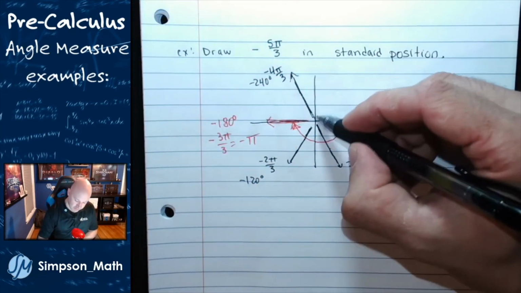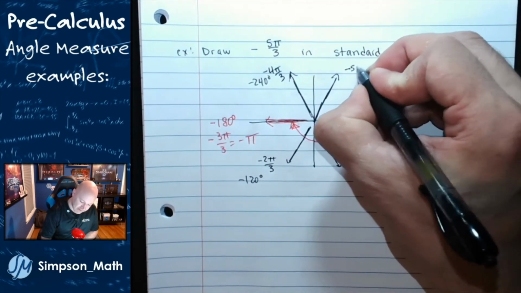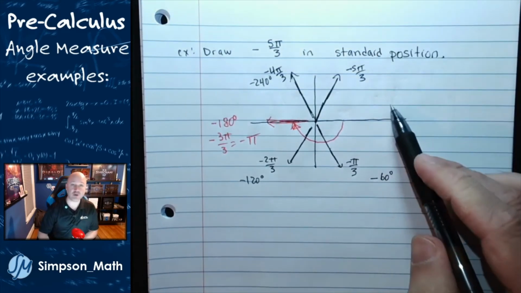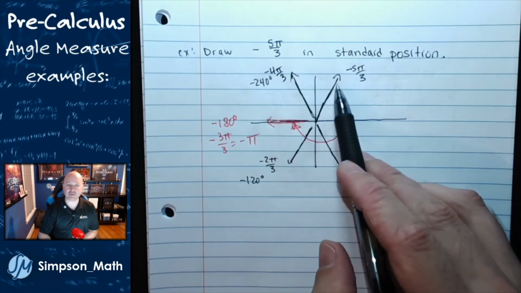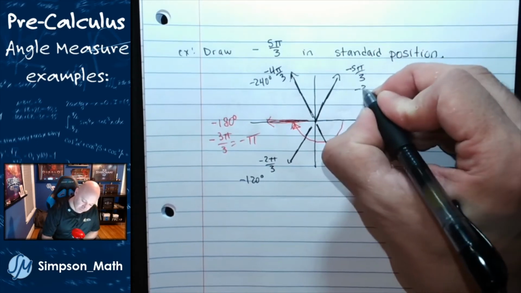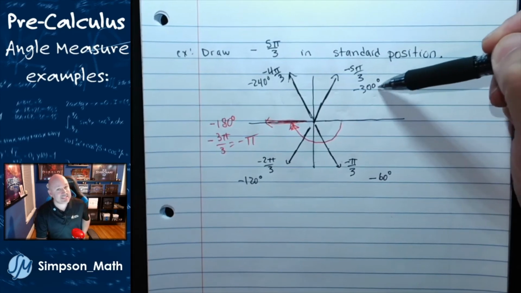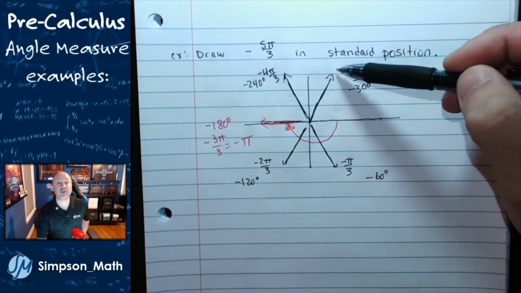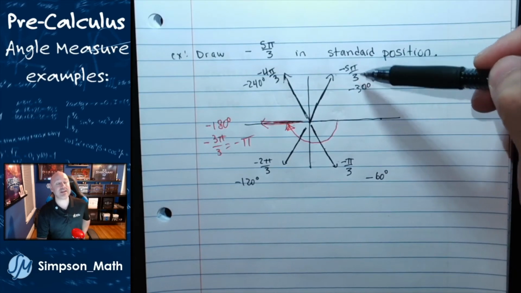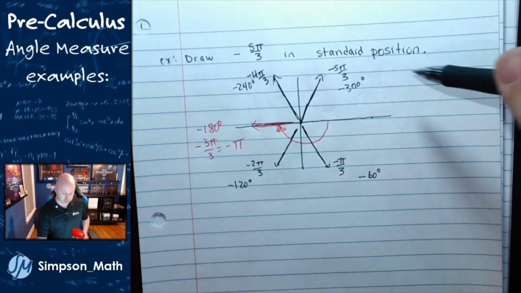I'll do that one more time. Another pi thirds will get me to negative 5 pi thirds. That's what I'm looking for. Another 60 degrees into the hole, or in the negative region, is negative 300 degrees. And I know if I went another 60 degrees, I'd be a full revolution, 360 degrees. If I went another pi thirds, I'd be at negative 6 pi thirds, which is negative 2 pi, which is a full revolution around the circle.